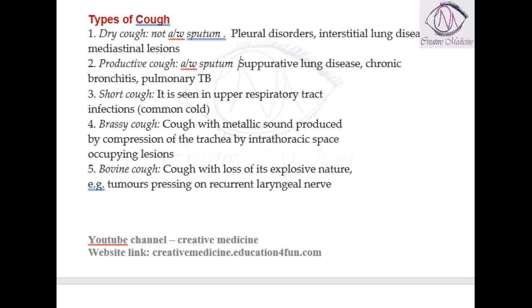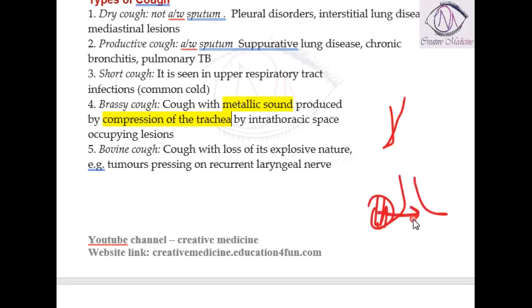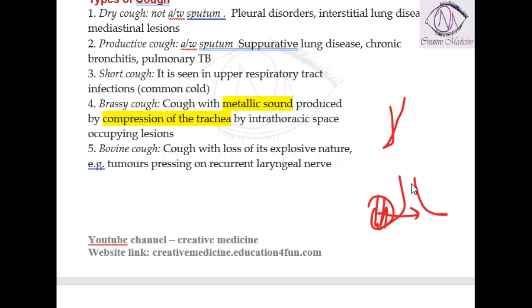Brassy cough is when the cough is associated with a metallic sound. The metallic sound occurs because of compression of the trachea by some space occupying lesions. When there are space occupying lesions in our lungs, they will compress the trachea, resulting in a metallic cough when the expiratory air passes through it. So that is brassy cough.